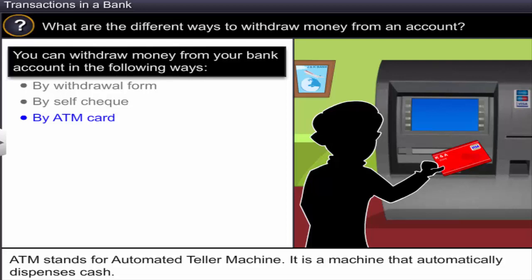Note that an ATM card is different from a debit card. A debit card is used to make purchases at a shop without actually handling cash. The amount is deducted from your account. Nowadays, banks issue ATM-cum-debit cards, so you can use the same card either to withdraw cash or to make purchases.